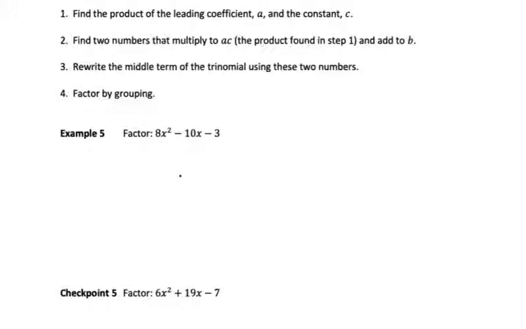So we're going to start with example 5 from the textbook. Factor 8x squared minus 10x minus 3. So first we're going to identify a, b, and c. A is 8, b is negative 10, and c is negative 3. And then we're going to calculate a times c. So that's 8 times negative 3, which is negative 24. If there's a negative sign in front of c, you need to make sure that you include that.